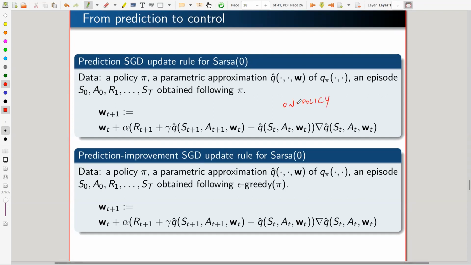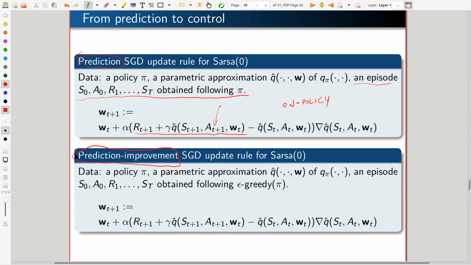Remember, on-policy means that you follow an episode with the policy pi, and then you update the values. You see, in the control case I'm no longer using the state value function, but the Q value function. And you can see in the target, this action A_{t+1} is being chosen. Okay, this is false. Sorry, this is the prediction rule, and this is the policy improvement rule.